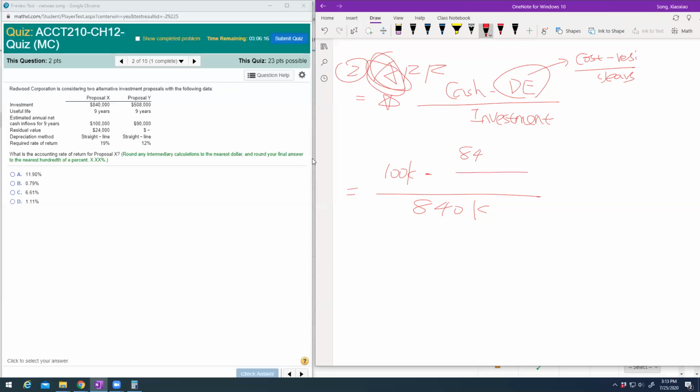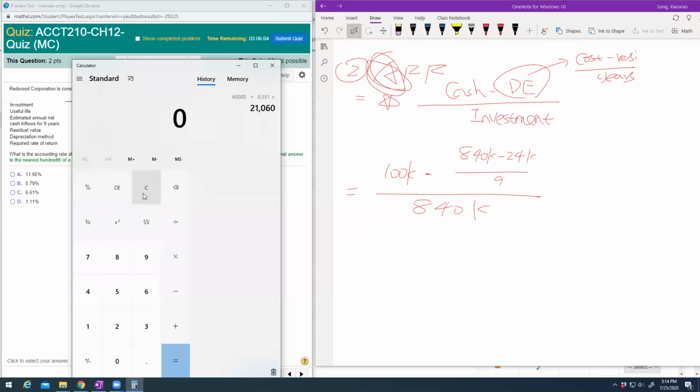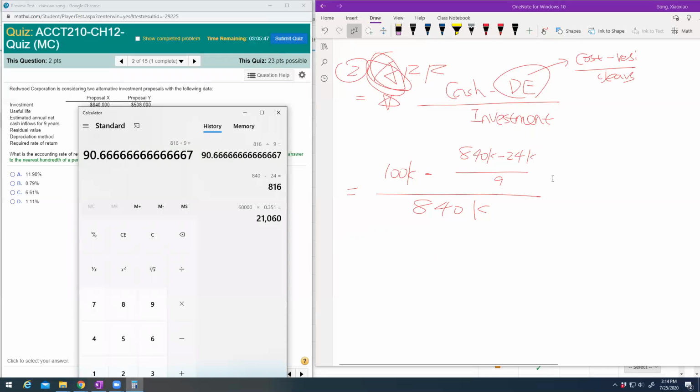Cost is 840,000 minus the residual 24,000, and divided by how many years? 9 years. So our first step is to get the depreciation expense: 840 minus 24, then divided by 9 years. You should round to the nearest dollar, so around 91,000. Your depreciation expense is 91,000.